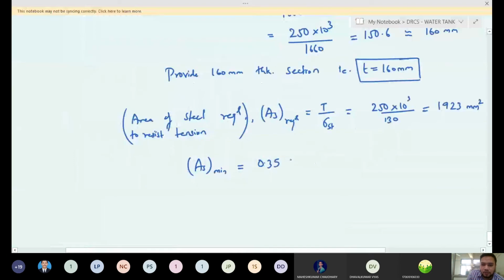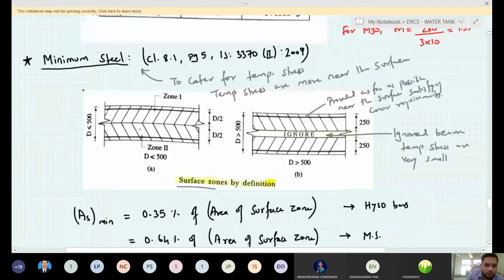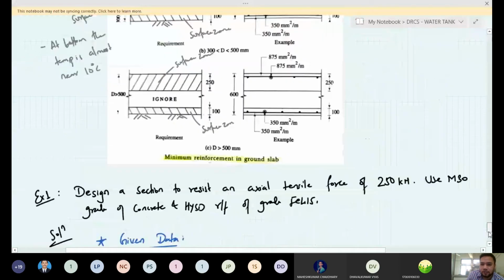So 0.35% of surface zone area. Okay, so it is 0.35 times. Now the surface zone here, this case will be there because our depth is less. Our depth is 160 mm, which is less than 500 mm. So the surface zone is the portion half the depth above and half the depth below.